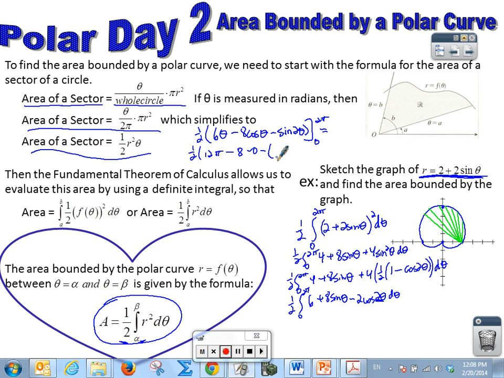Okay, let's put the 0 in. 6 times 0, well that's nice, that's 0. Cosine of 0 is 1. So 1 times negative 8 is negative 8. And then sine of 0 is 0. So let's see what's going on. It looks like the 8's are going away, and I'm left with 6 pi. And that's the area of this polar curve. Okay, we okay so far?